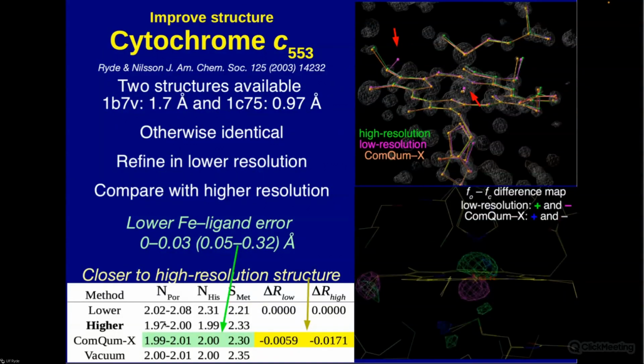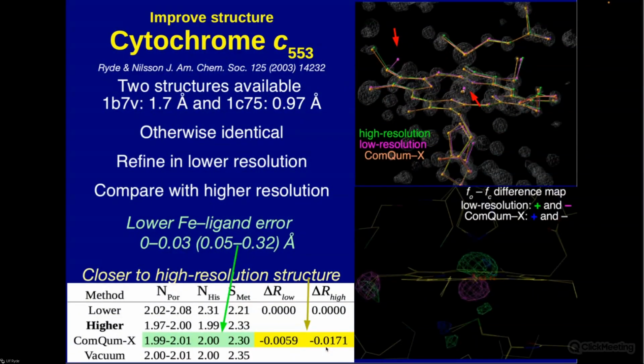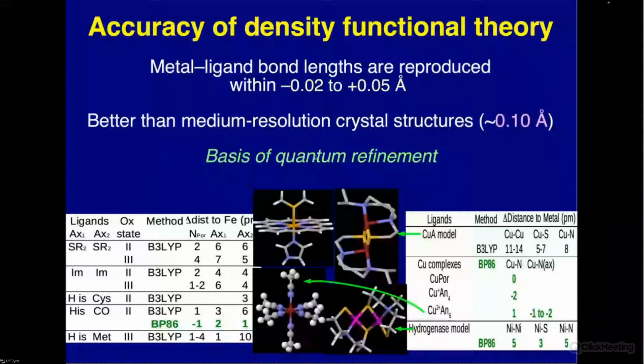And we could also show that we improved the R factors very little because this is very local in a big structure, but still we improved them. And the reason why we could do this is because the quantum chemical calculations already in vacuum gave very accurate results. And that's, of course, the basis of this method, that we know that the QM calculations are very accurate. So standard density functional theory typically gives metal-ligand bond lengths that are correct within 0.02 to 0.05 angstrom, which is actually better than standard medium resolution crystal structures.